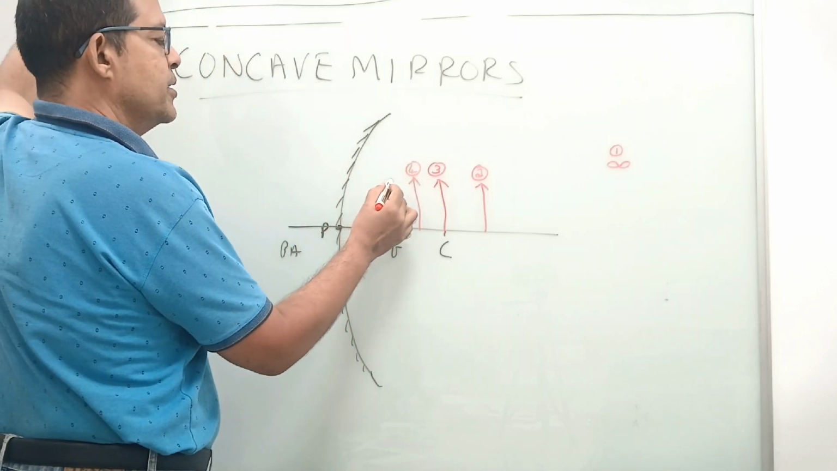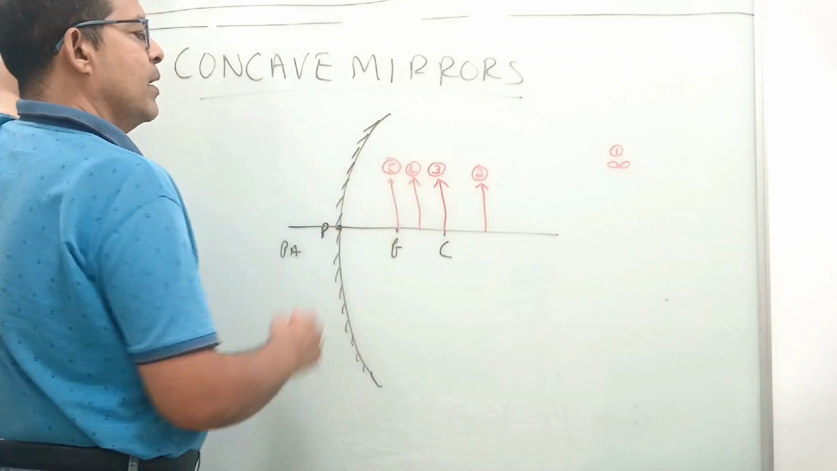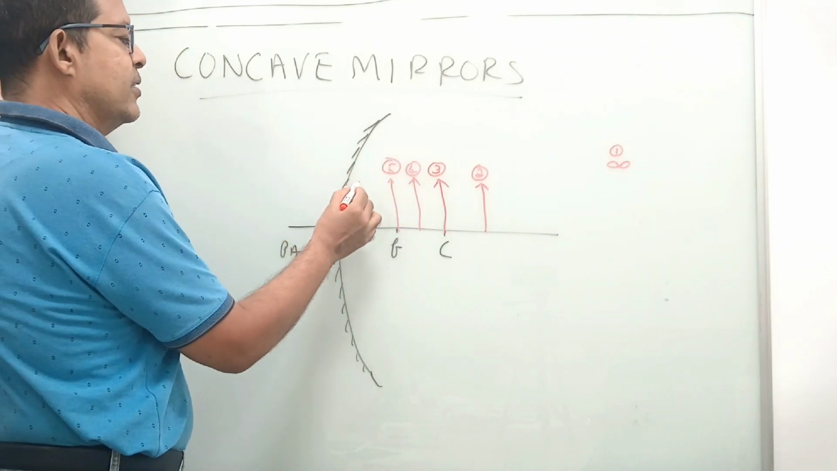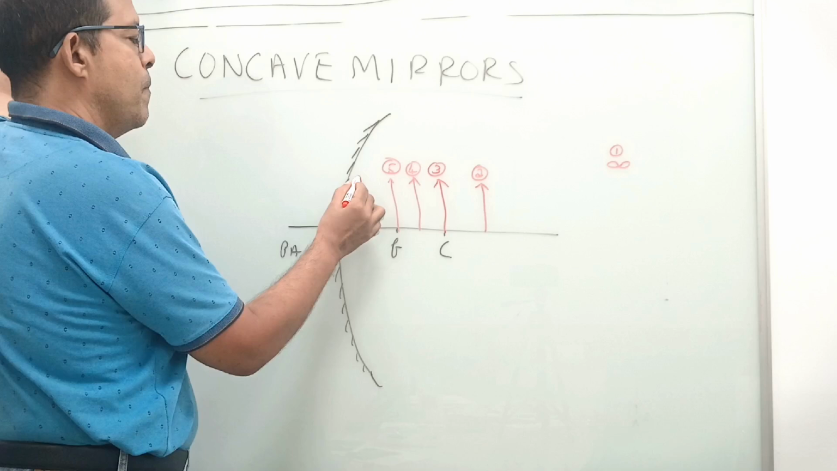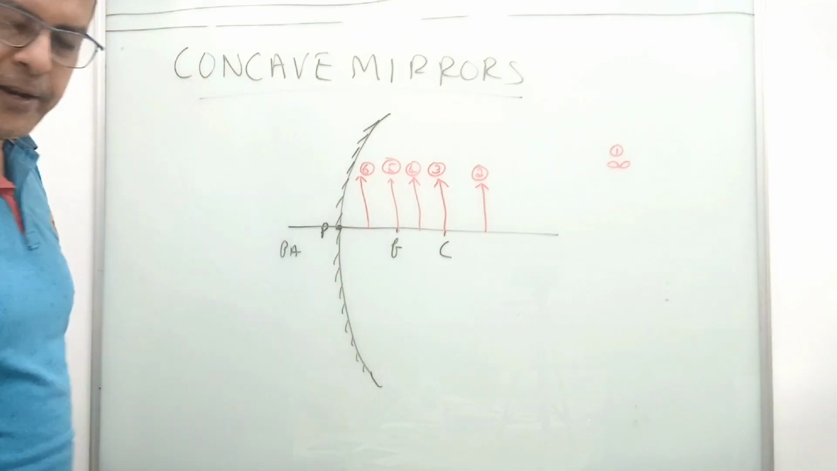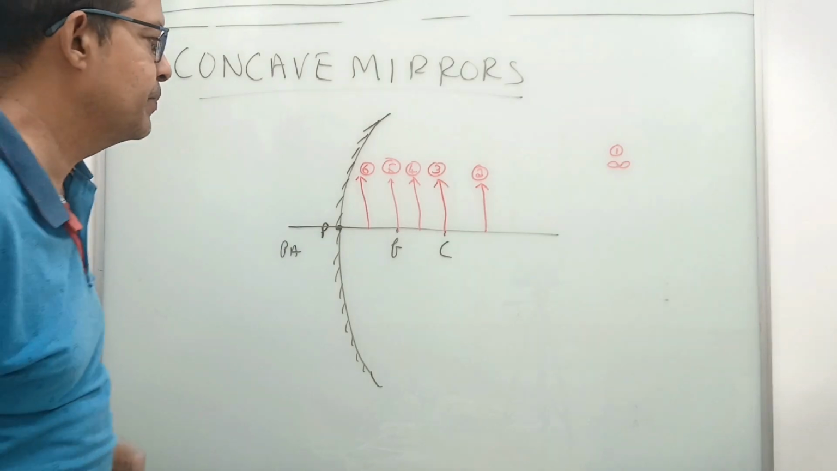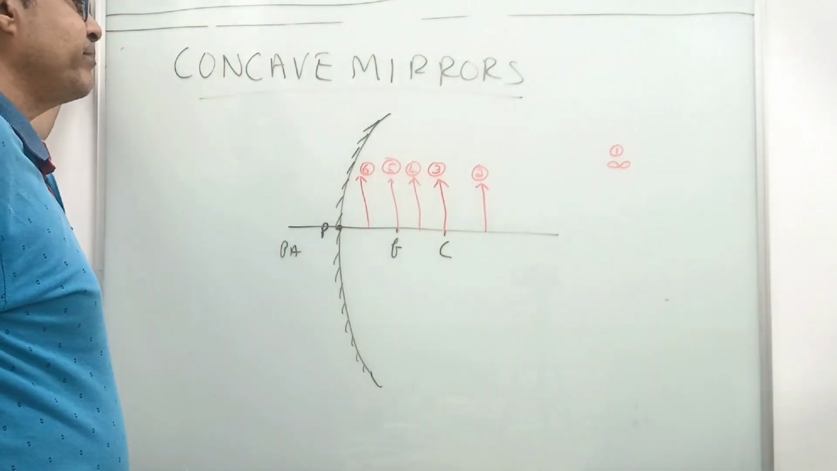The fifth possibility is the object is at the focus. This is the fifth possibility. And the last possibility is that the object comes in between the pole and focus. This is the sixth possibility. And now I will show the image in blue color.